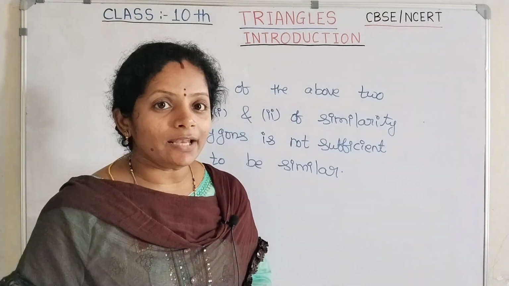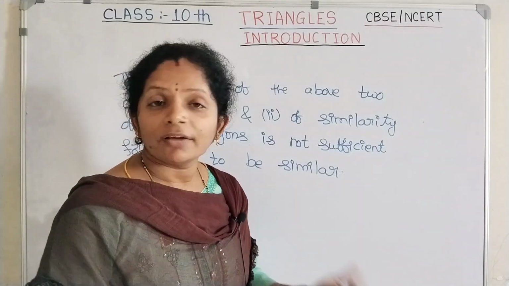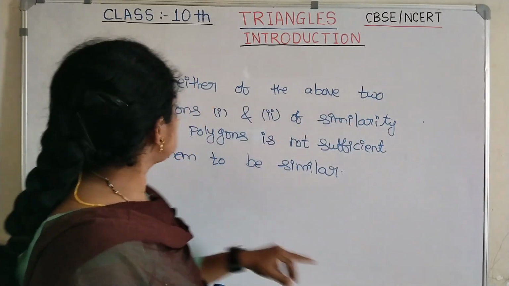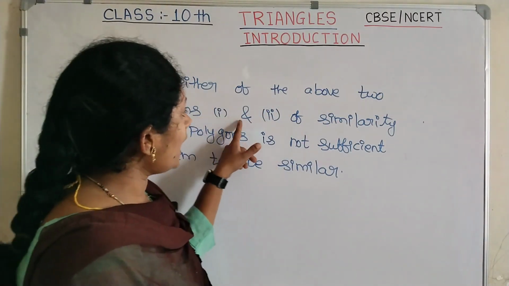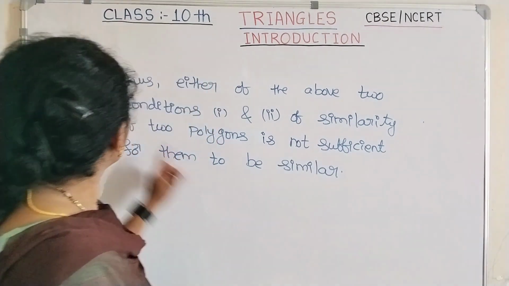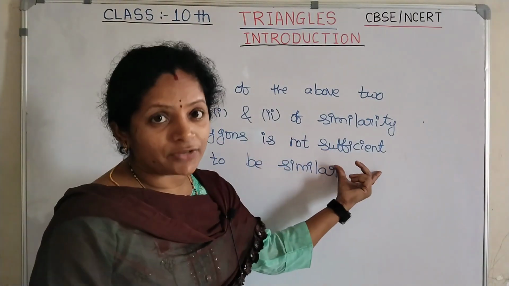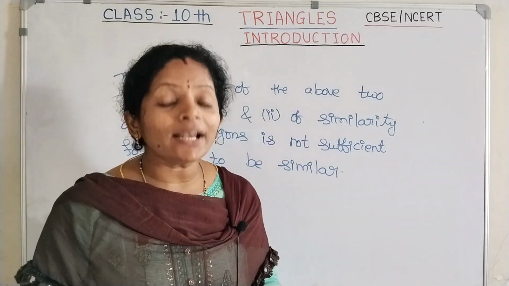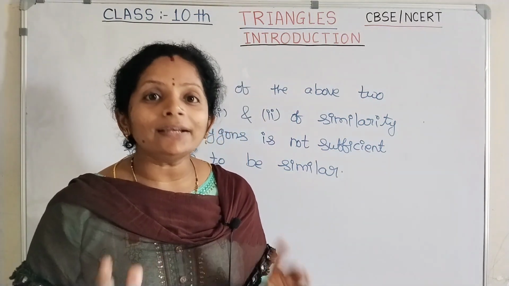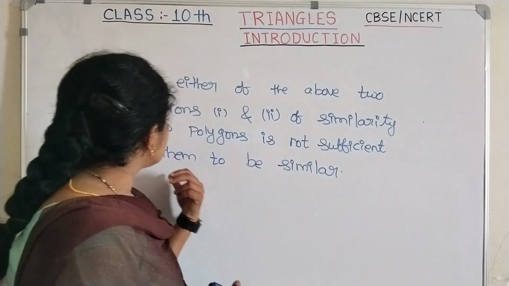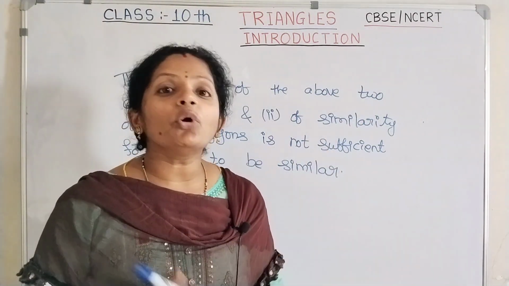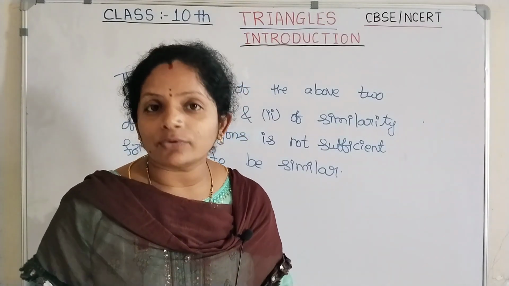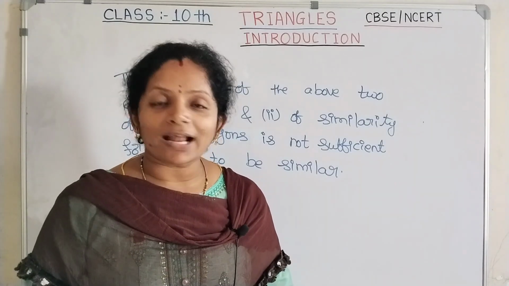In this way, we have seen how to check the similarity. Here we conclude a statement. It is that either of the above two conditions, 1 and 2, of the similarity of two polygons is not sufficient for them to be similar. What is the meaning of this? If any one condition fails, we can't tell that they are similar. Means it's not sufficient. Both the conditions should be satisfied, then and only then can you say that the two polygons are similar. Otherwise you can't say.